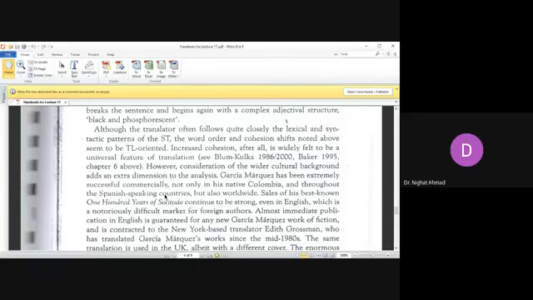Garcia Marquez has been extremely successful commercially as a novelist. We are going to look at that technically. He himself was a well-known figure and a native of Colombia, and throughout the Spanish-speaking countries he's very well known. His works are worldwide, not only in Spanish-speaking countries but all over the world, and they are well read.